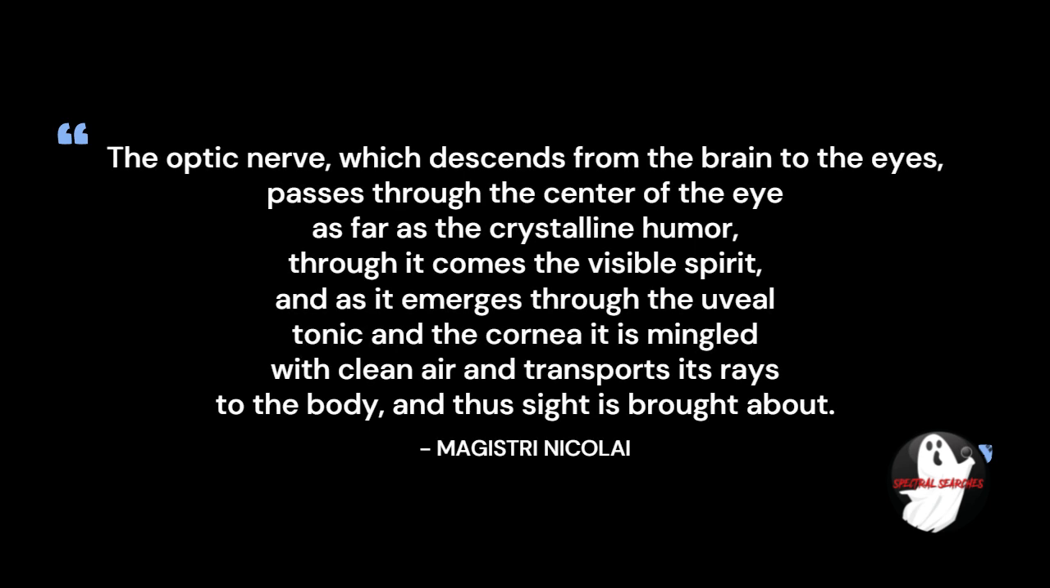In the late 12th century, Master Nicolaus wrote, "The optic nerve, which descends from the brain to the eyes, passes through the center of the eye as far as the crystalline humor. There it becomes the visible spirit, and as it emerges through the uveal tunic in the cornea, it is mingled with clean air and transports its rays to the body, and thus sight is brought about."